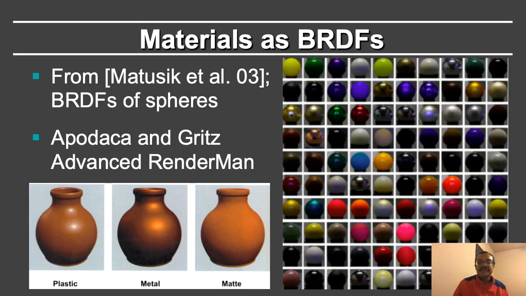Here I've shown some examples of materials we may have. On the bottom left you see these vases or pots, which are from the Advanced Renderman book. You have plastic, you have metal, you have matte. Historically, they may all have been represented with ad hoc formulae and ad hoc measurement approaches. But the BRDF provides a unifying framework for all of these different materials.